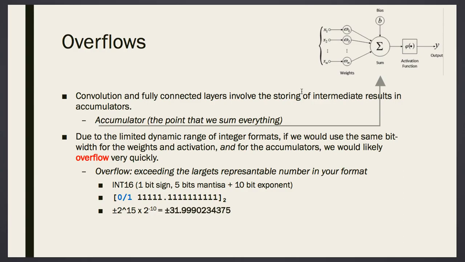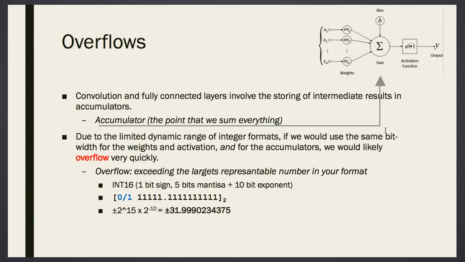Okay, however, you're using a limited precision when you're trying to quantize your network. Due to the limited dynamic range of your format, you're using integer 8 or integer 16, whatever. If you use the same bit width for weights and activations, and you sum them up, the accumulation occurs like this: you're multiplying the weights with some inputs, the activations of the previous layer, and you are summing them on top of each other. If you use the same bit width, the bit precision of this accumulator will not be sufficient. This is called overflow, exceeding the largest representable number of your format. You sum them up and you cannot represent the numbers.